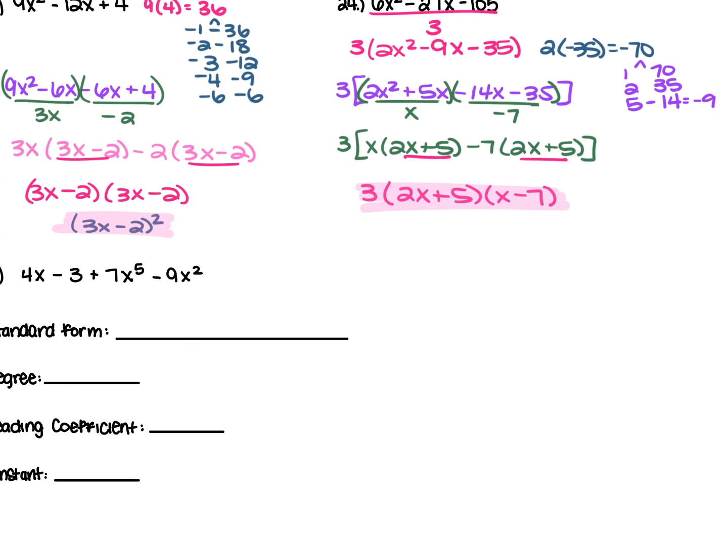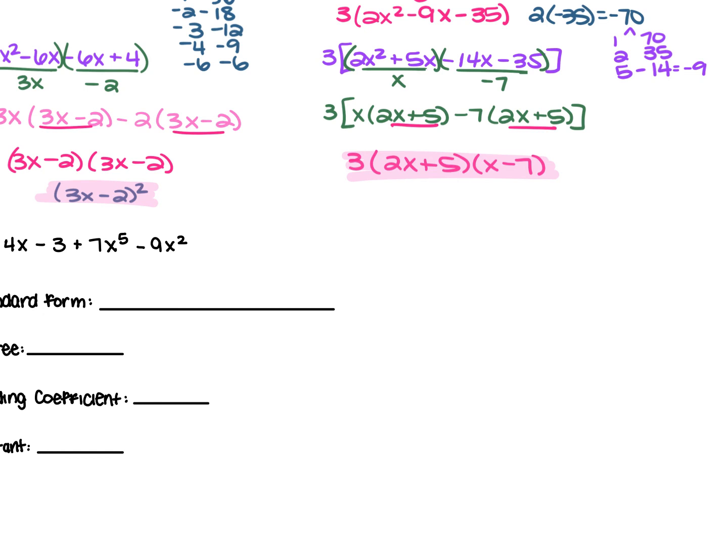Now, the only thing that's on your test that is not on your review is the question that gives you an expression asking you for the standard form, the degree, the leading coefficient, and the constant. Remember, in standard form, you are putting your terms in order from highest degree to lowest degree from left to right. So if you're given one like 25, where it's 4x minus 3 plus 7x to the 5th power minus 9x squared, highest degree term is going to go down first, so it's going to be the 7x to the 5th power. Next would be the negative 9x squared, then the 4x, and then lastly, the negative 3.